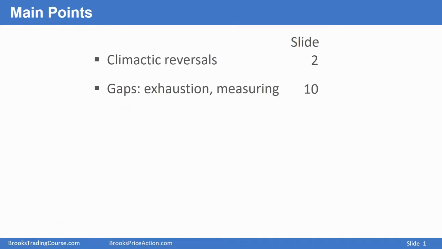I want to begin by talking about what I mean when I refer to something as a climactic reversal. And then climaxes often do not lead to trend reversals. They can become measuring gaps. I want to distinguish exhaustion gaps from measuring gaps.